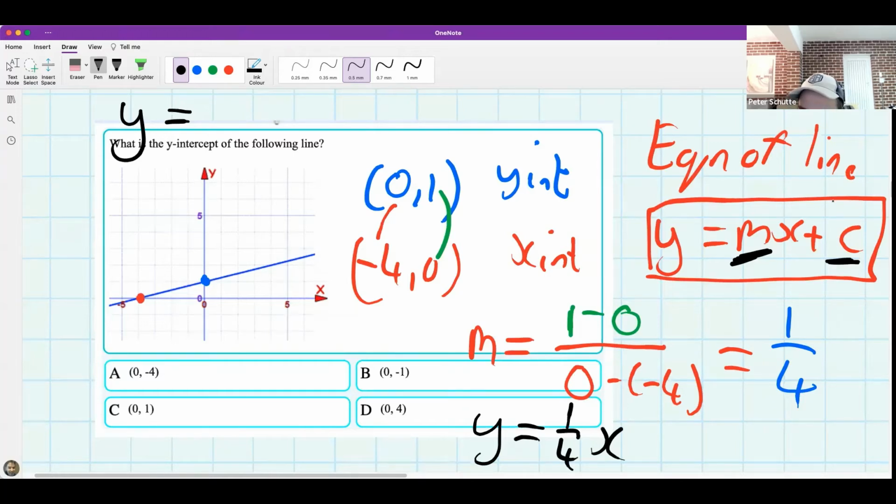Now, what is c? Well, if you look at the graph, the y-intercept is 1, and so it's going to be plus 1. Now, there shouldn't be a negative in the answer because minus a minus, this bit, becomes a plus. Right? So that should be a plus. So just watch out for that bit over there.